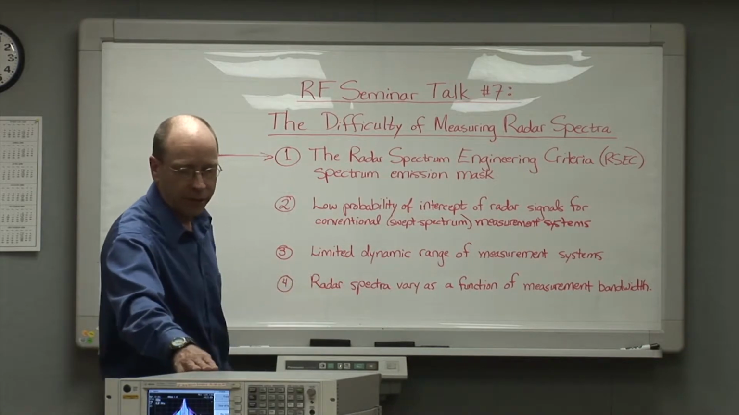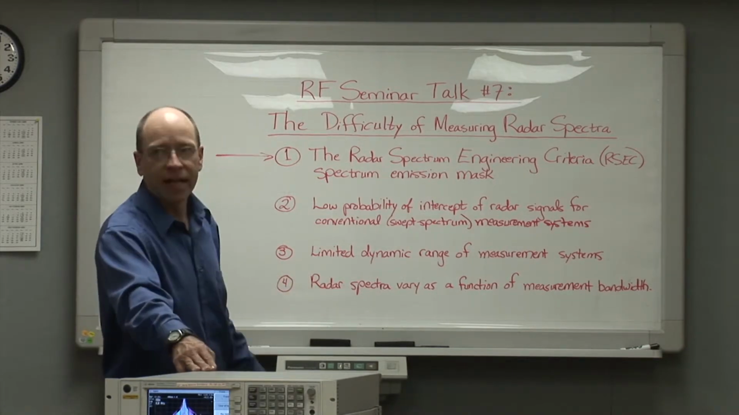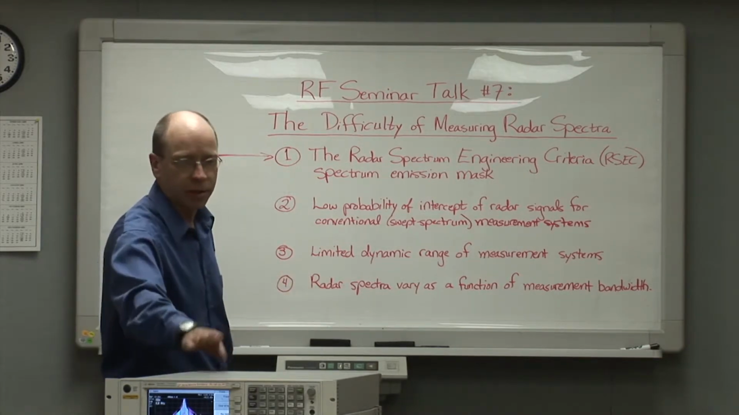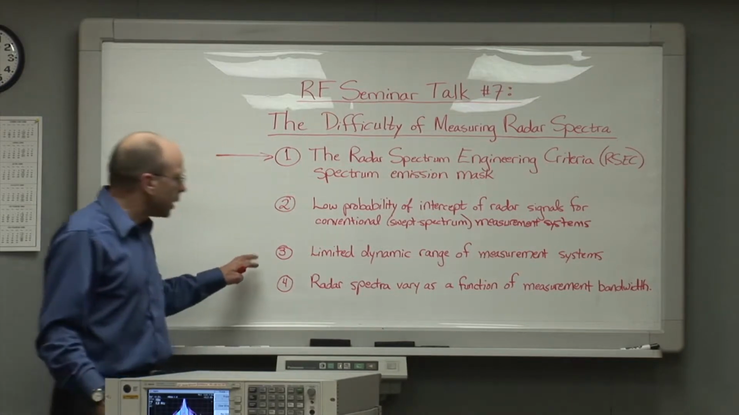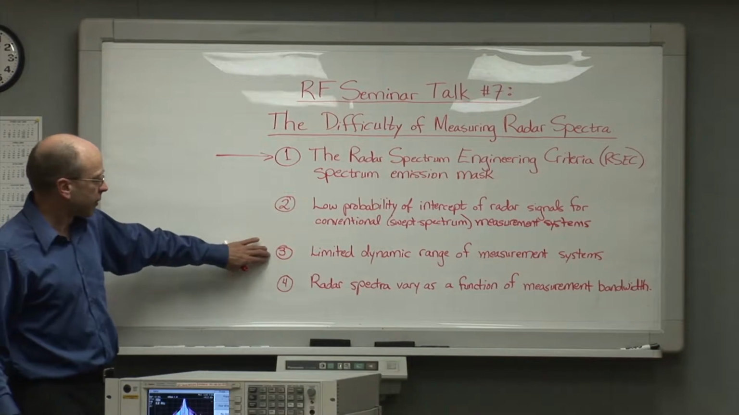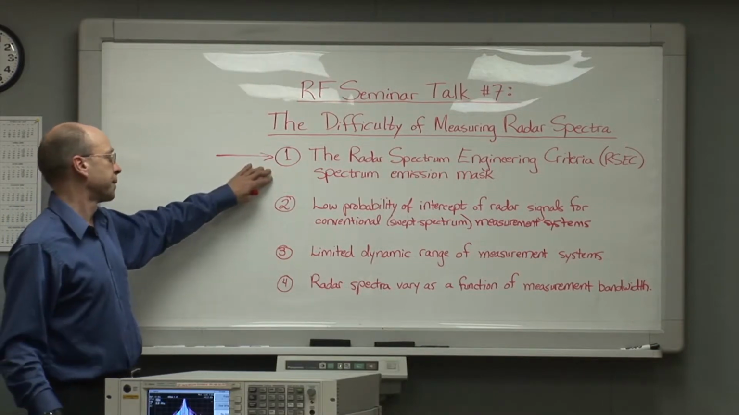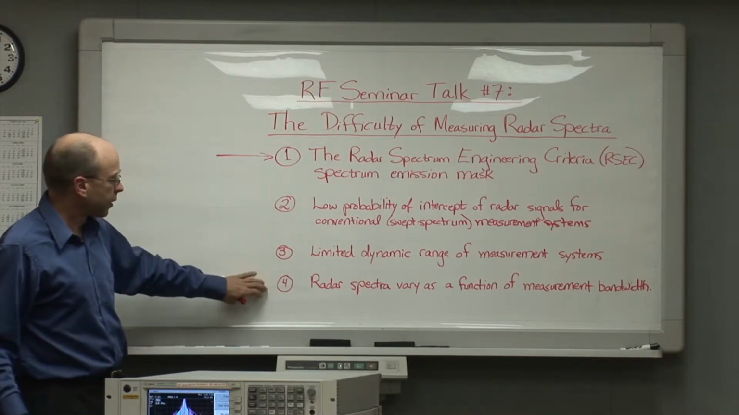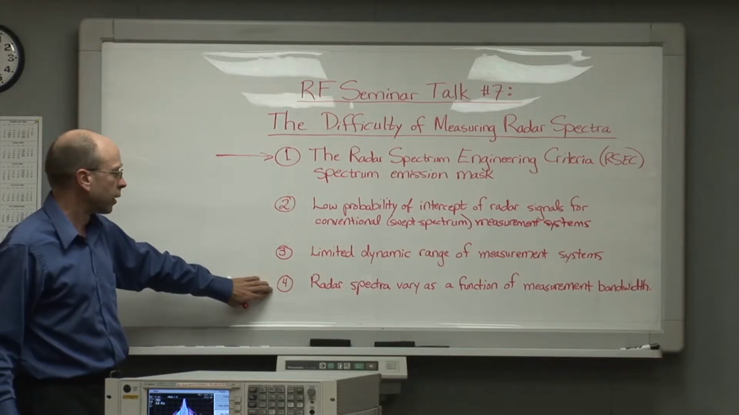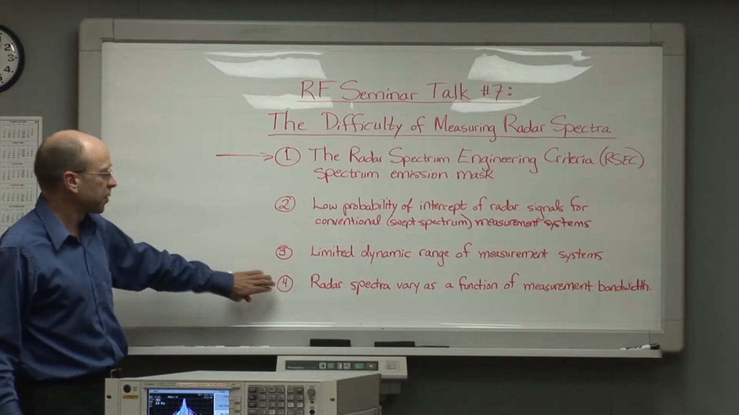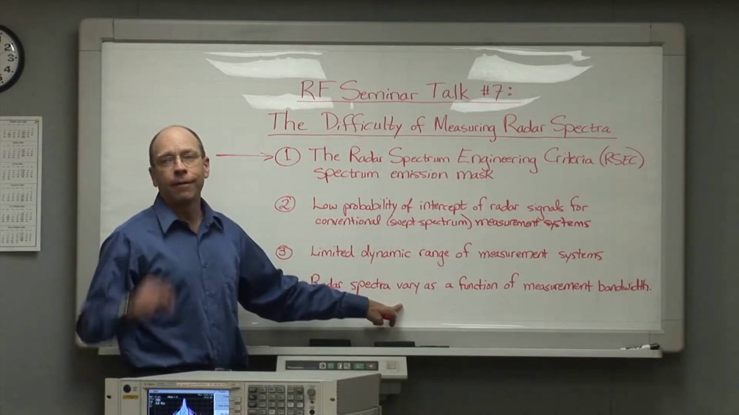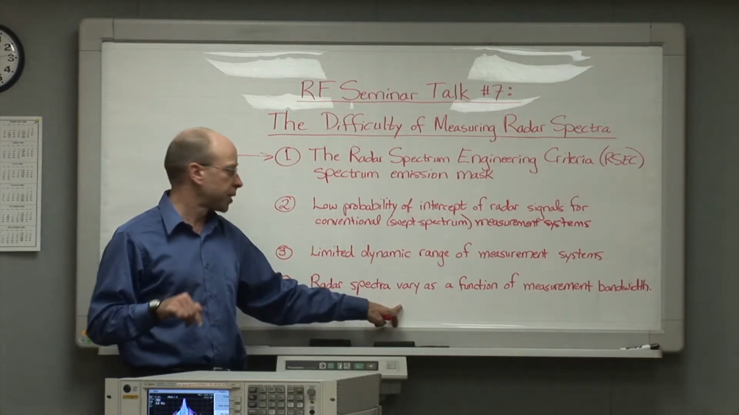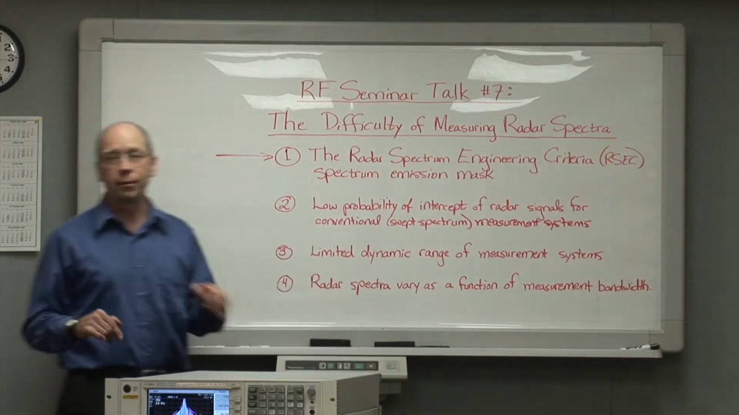And I'll preface that with, there are ways to extend the dynamic range of the measurement system, but if we start off with an off-the-shelf spectrum analyzer, we are limited on dynamic range. And in fact, this dynamic range is not enough to show compliance with the RSEC. And then thirdly, I'm going to show an even deeper and yet more subtle problem, which is that the radar spectra that we measure vary as a function of the bandwidth that we use to measure them.